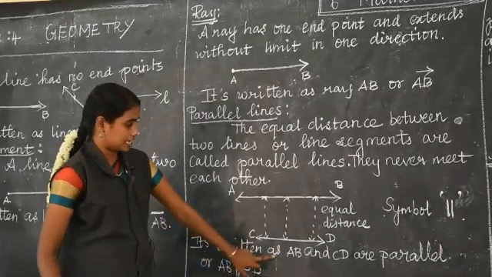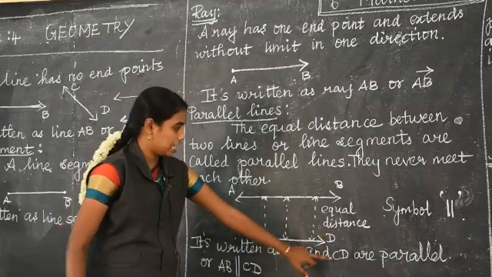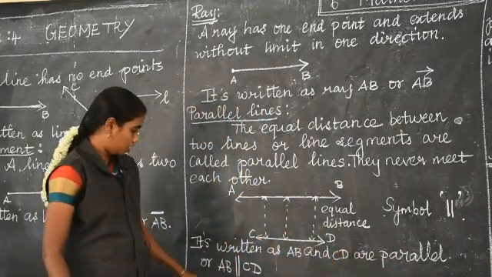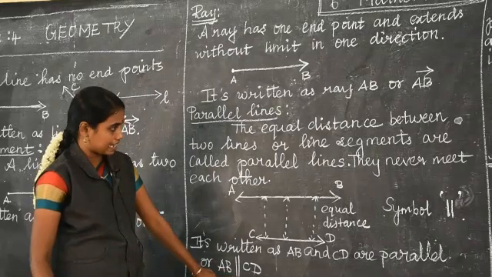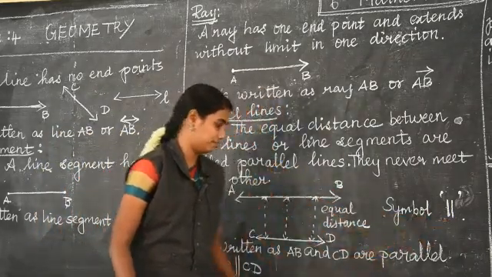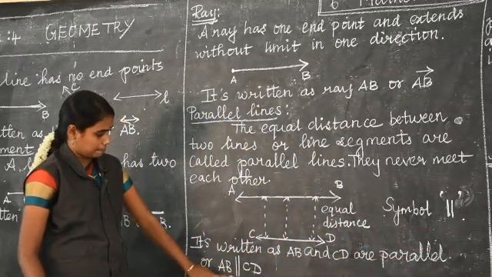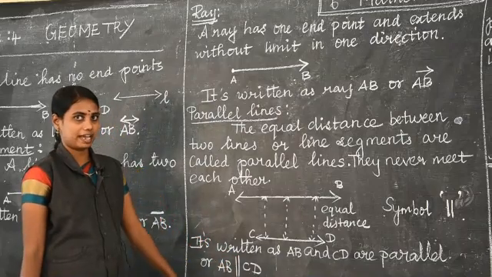Next, it's written as this line AB, this line CD. So AB and CD are parallel. Here I have written the parallel symbol. Instead of writing the word parallel, I used the symbol here: AB parallel to CD.